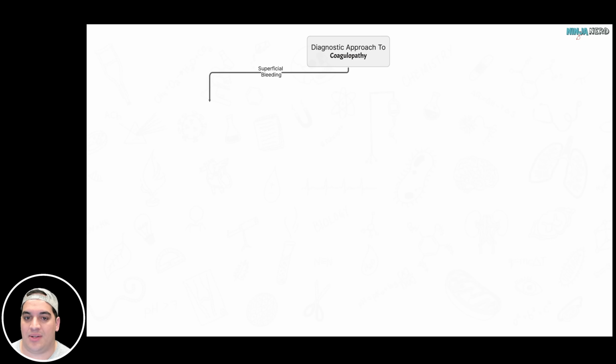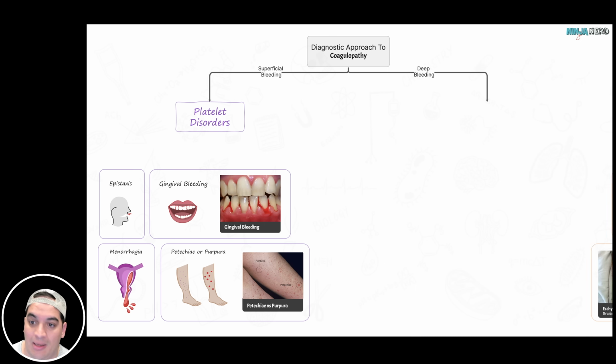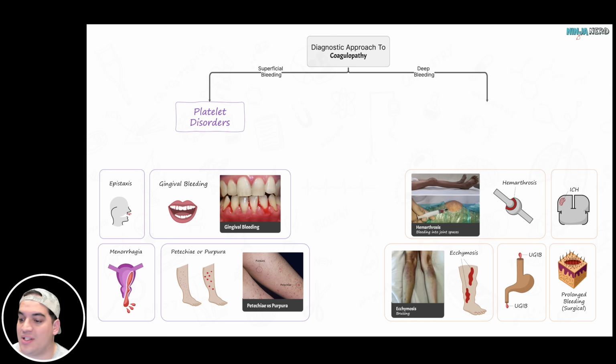I have a patient who comes in with bleeding, and I have to determine, is it superficial? The reason why superficial bleeding suggests platelet disorders is if I see petechiae, purpura, gingival bleeding, menorrhagia, or potentially epistaxis. But if I see deep bleeding, I see brain bleeds, GI bleeds, hemarthrosis, ecchymosis, or bleeding from surgical sites or catheters or IVs, that's coagulopathic bleeding. That's something I want to think about right off the get-go.